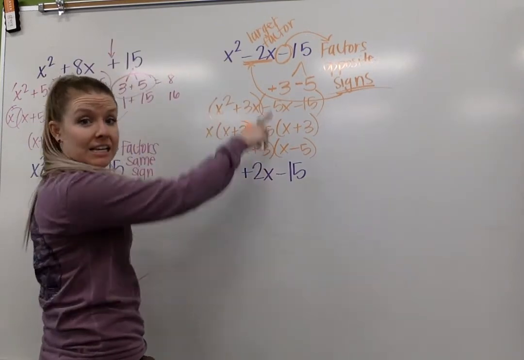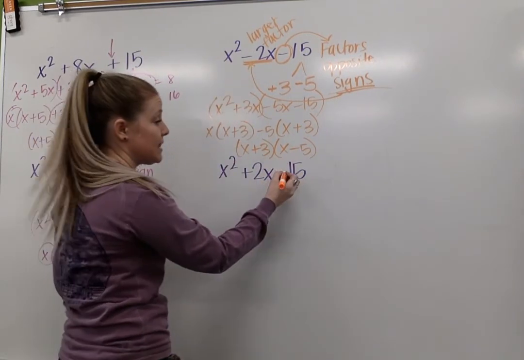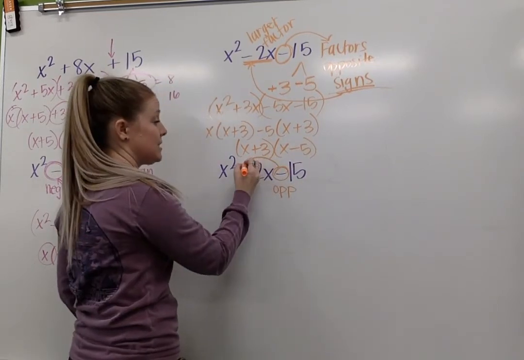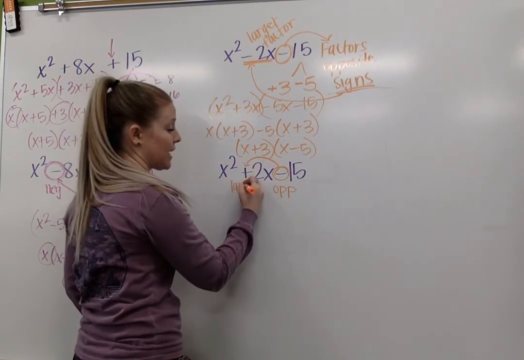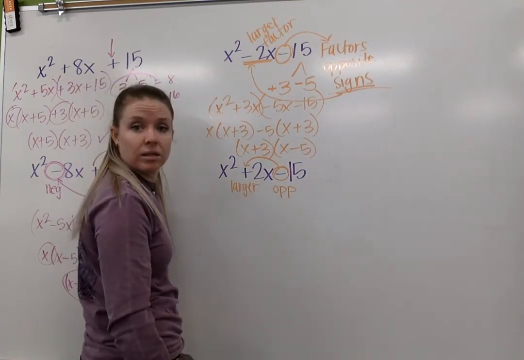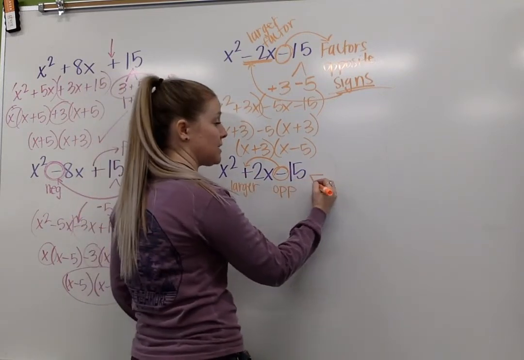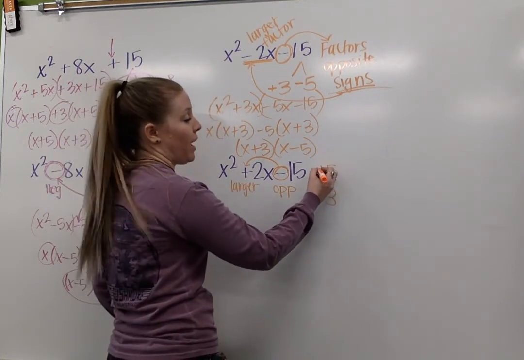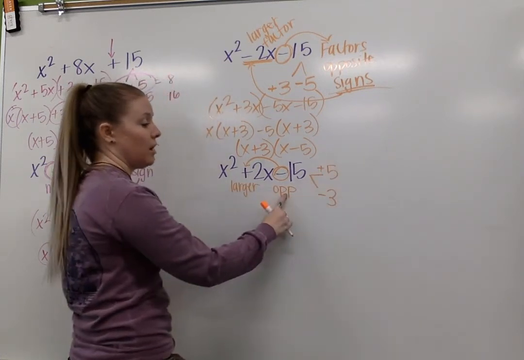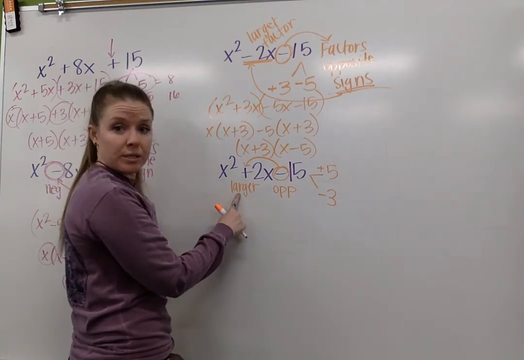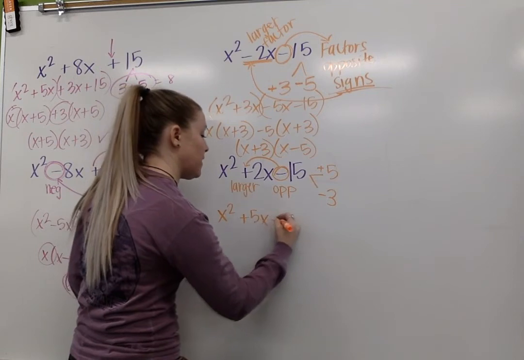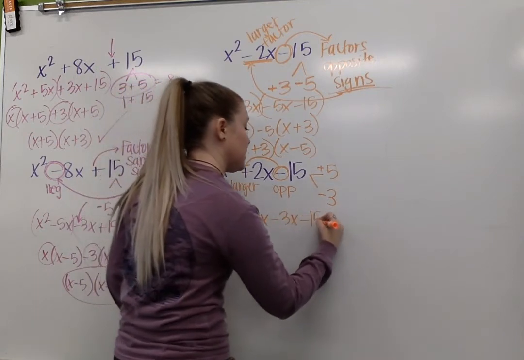This one is very similar to the last one. This negative 15 tells me we've got opposite signs. This time it tells me my larger factor has to be positive. With 15 in this example, we're still going to use 5 and 3. We're going to have a positive 5 and a negative 3. Opposite signs, larger one's positive. So x squared plus 5x minus 3x minus 15.